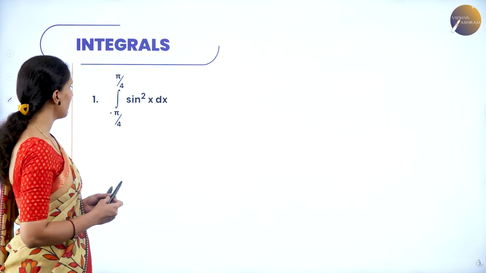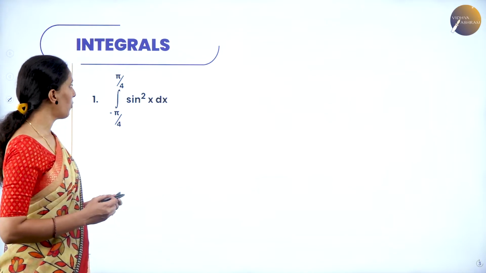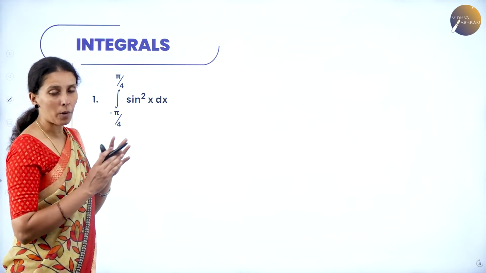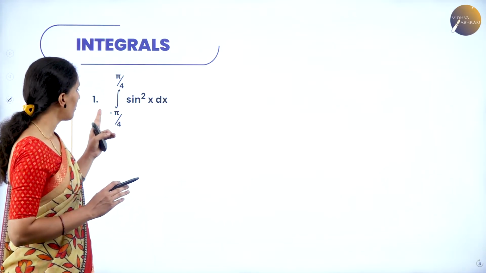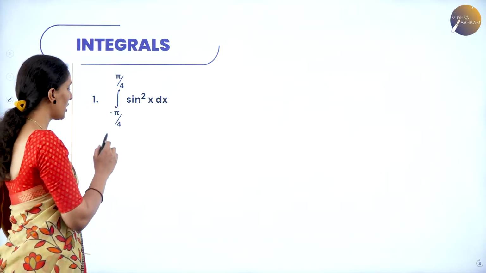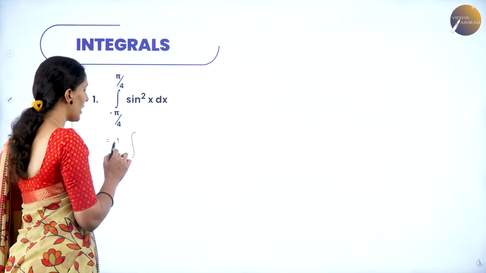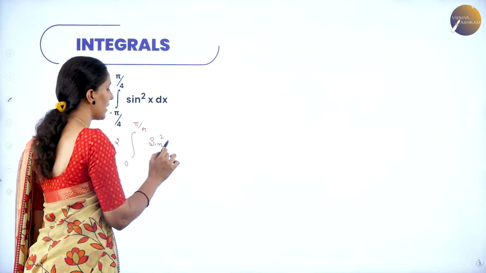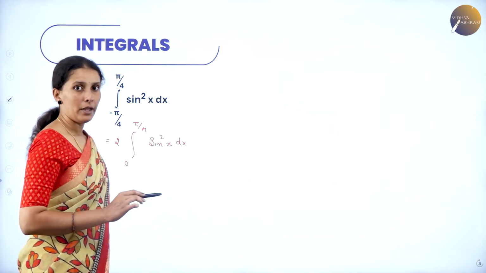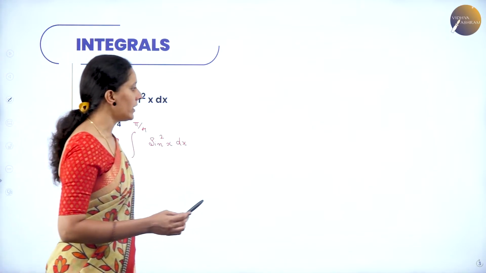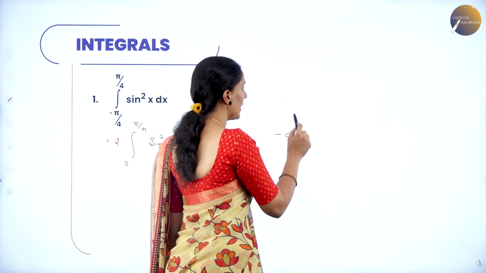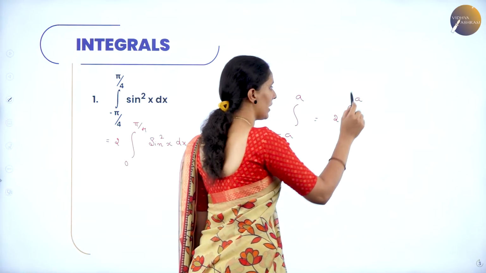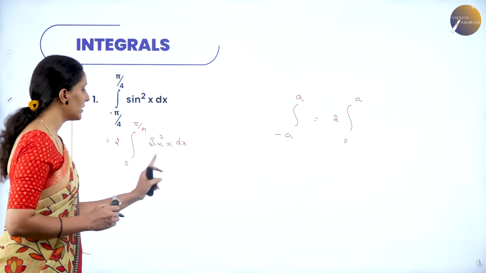The very first problem is given here. Integral from minus pi by 4 to pi by 4 of sine square x dx. This is basically an integral where the properties are used. Now we have an integral from minus pi by 4 to pi by 4, so I will change the integral to 2 times integral 0 to pi by 4 of sine square x dx. Why? Because I have the property that when you have minus a to a as an integral, then you can write it as 2 times 0 to a. So therefore, here I have taken this integral.